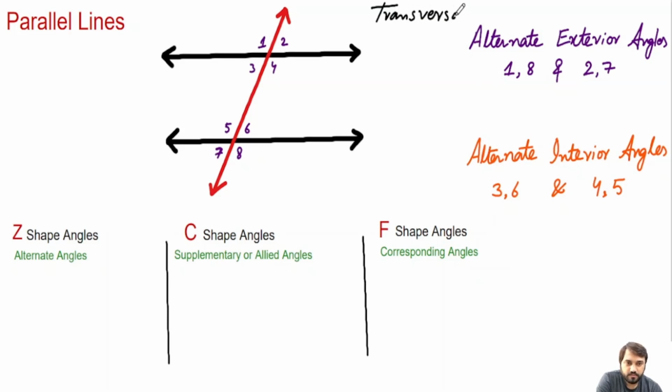Transversal line. Red is a transversal line, a line that intersects two parallel lines in the same plane. That is known as a transversal line. So when it cuts the parallel lines, we have 8 angles like this: 1, 2, 3, 4, 5, 6, 7, and 8.